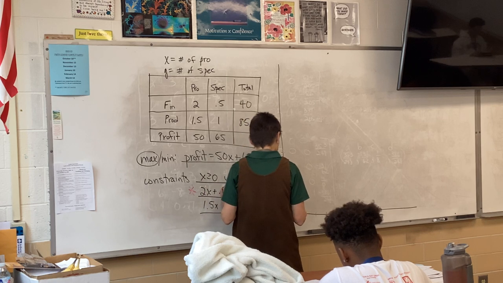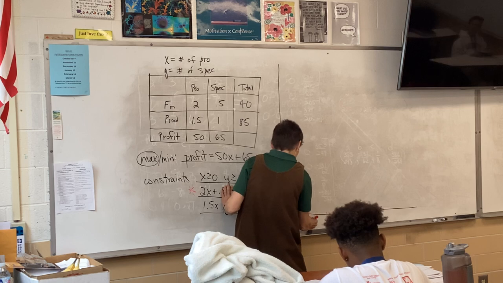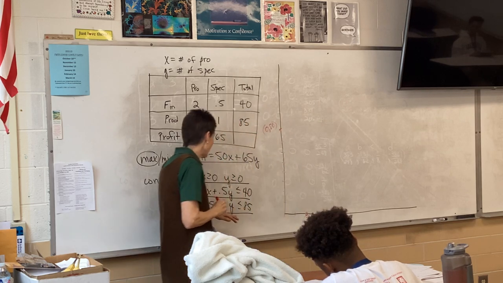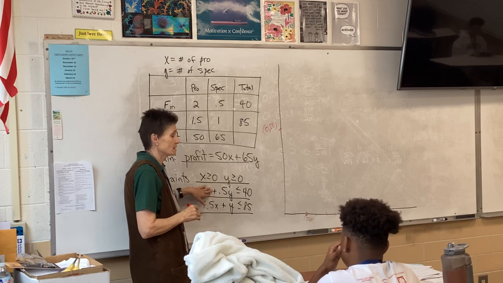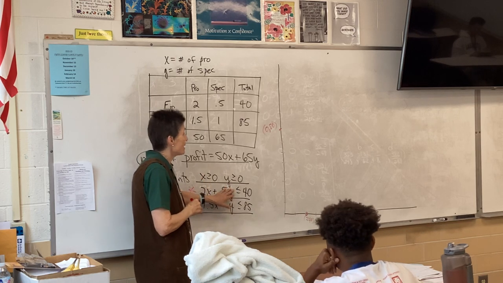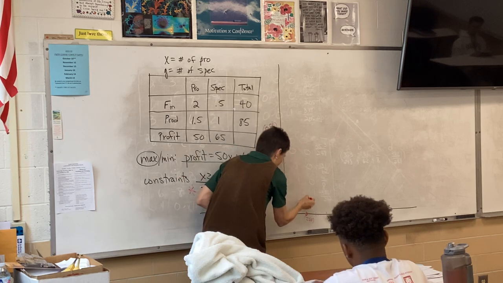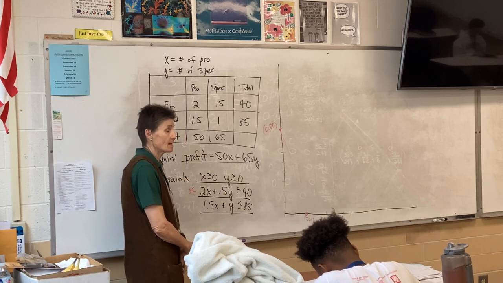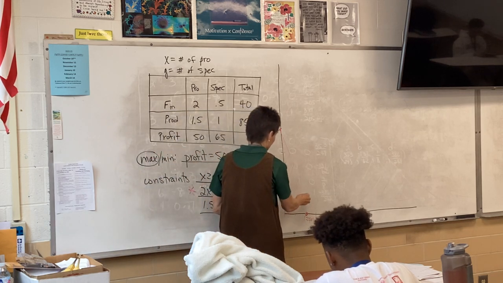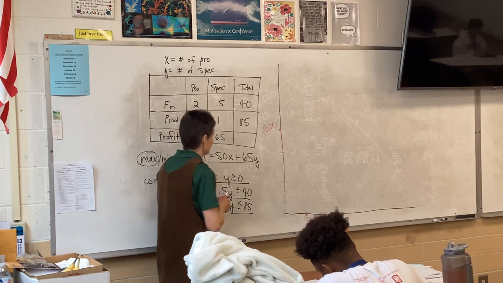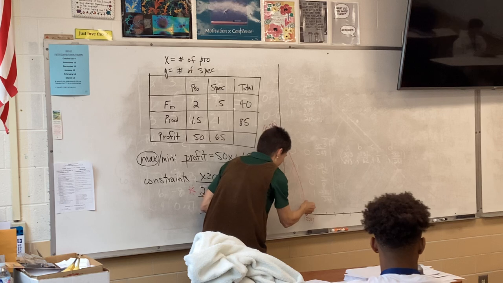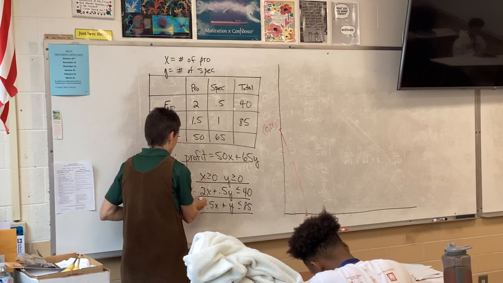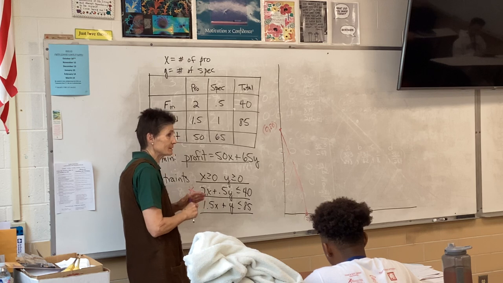So we said x was 20 and y was 80. 1, 2, 3, 4, 5, 6, 7. Let x be 0, figure out what y is. Let y be 0, figure out what x is. And then I connect those with a straight line and shade it where? Inside. So we've got this triangle right here. Don't worry about it.